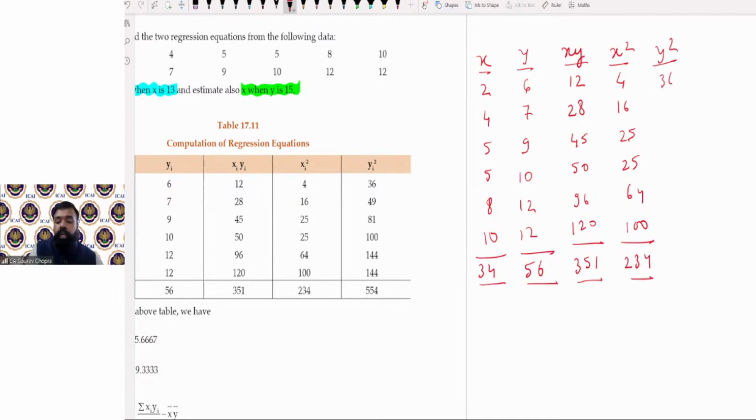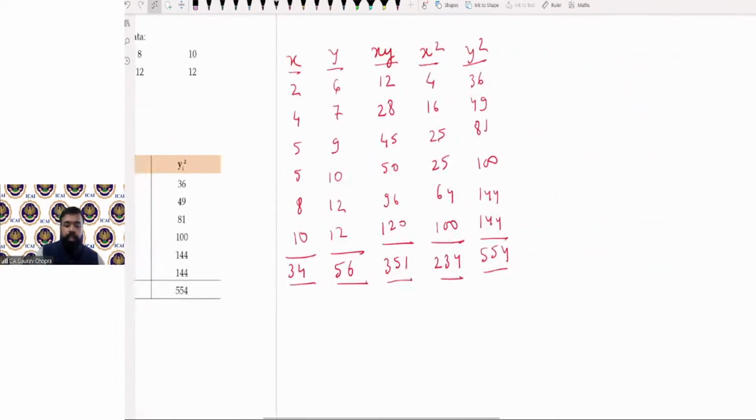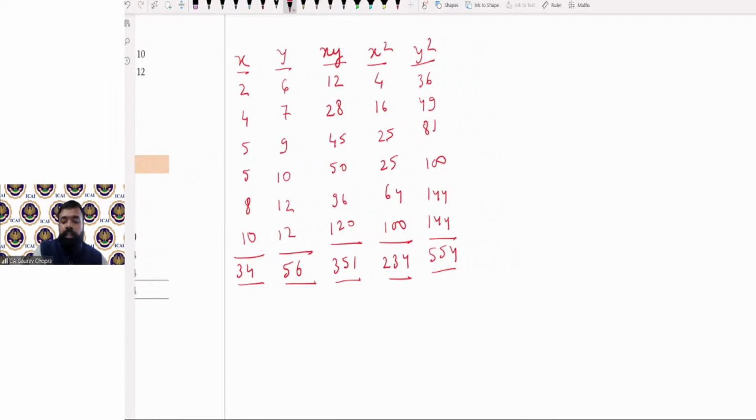Similarly, y square: 36, 49, 81, then 100, 144, and again 144. टोटल इज 554. तो ये सारी वैल्यूज आपके पास आ चुकी है. Now just apply the formula to find the regression coefficient bxy. Now according to formula we require n. How much is the n? N is 6.